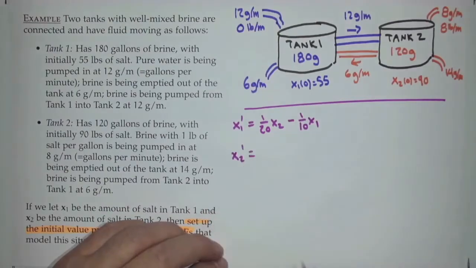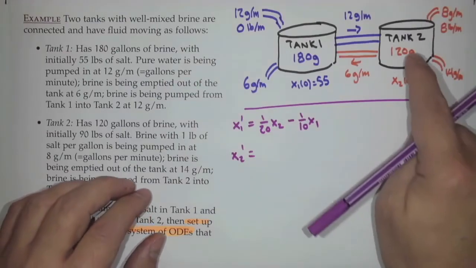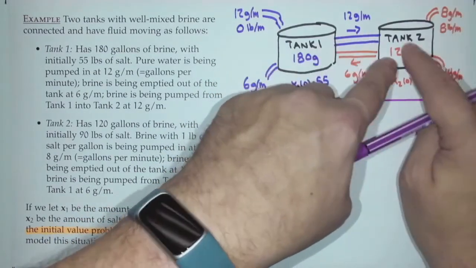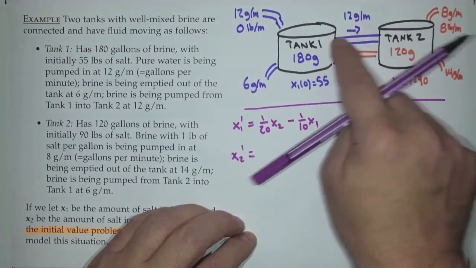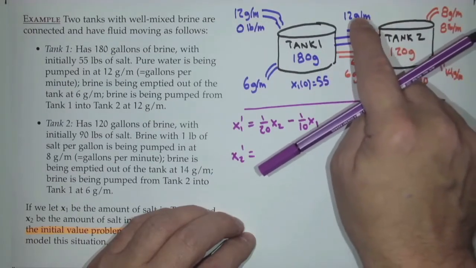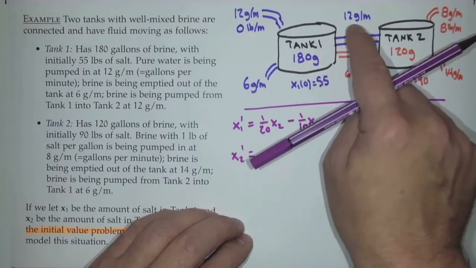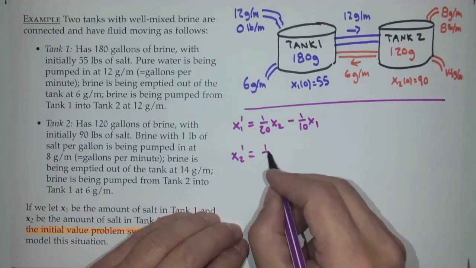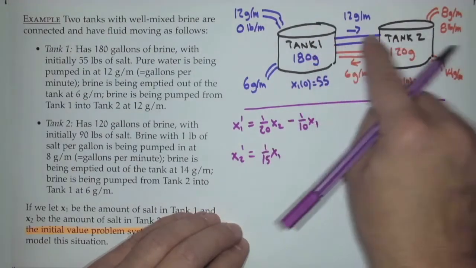X2 prime. Okay, well, what's coming in? We have 2 inflows. Which one do you want to tackle first? The 12? Okay, how much salt is coming from tank 1? Well, we have 12 gallons out of 180. 1/15. So 1/15 of tank 1 is going into tank 2. So 1/15 of what's in tank 1 moves into tank 2. So that's the salt coming from that part.